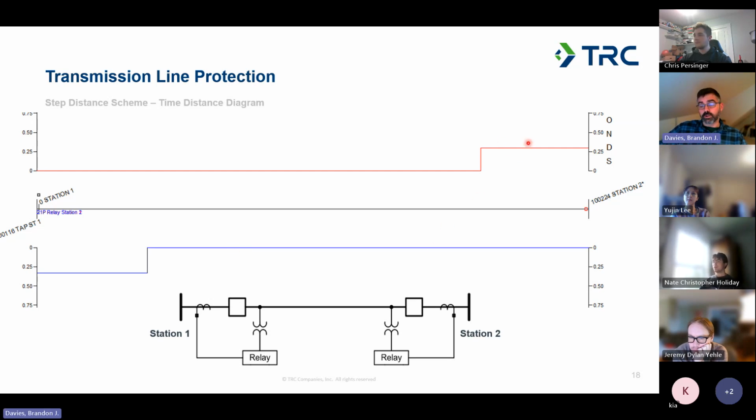For the faults that are closer to the terminals, one end is going to clear instantaneously. So if you get a fault over here by station 2, the station 2 relay is going to operate instantaneously on the zone 1. And the relay from station 1 is going to operate on the time delay. So you will have some delayed clearing, but you're at least clearing one of your terminals instantaneously, which will help reduce the impact of the fault to the power system.